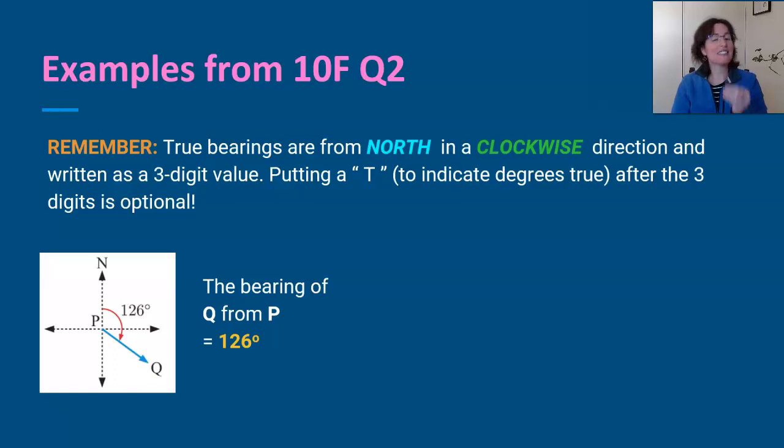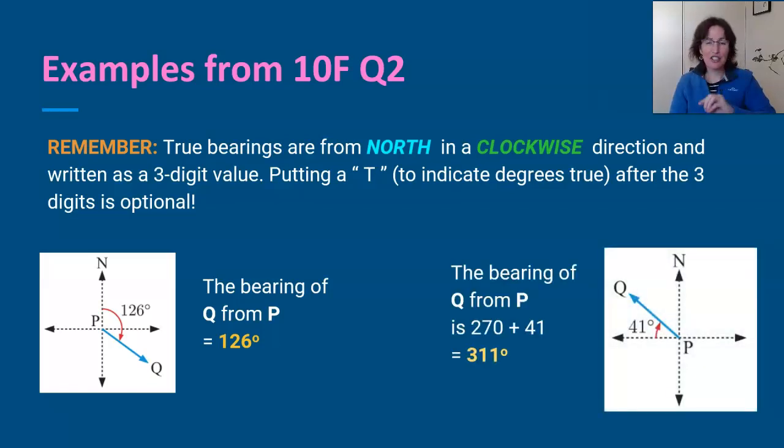From P, so you start at P. You face north, turn in a clockwise direction until you're facing to where Q is and see what that degree is. So in this case, it's 126. Some of the questions that you'll do to start with, it's already got a picture like that done, and you just have to work out, is it Q from P or P from Q?